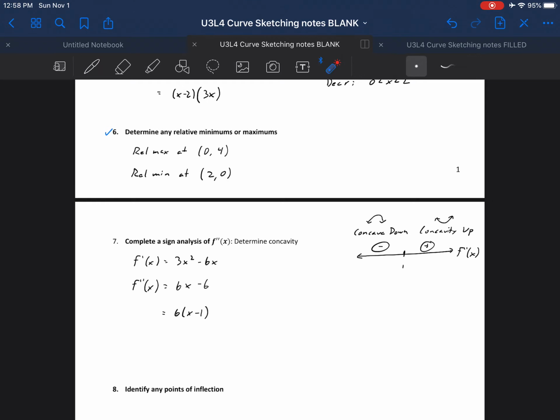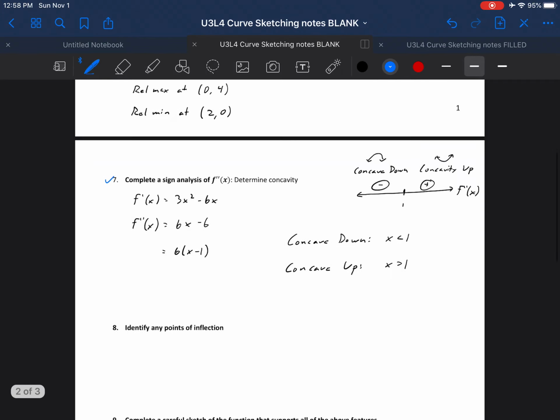All right? And obviously this part, the graph is increasing concave down. This part, the graph is decreasing concave down. This part, the graph is decreasing concave up, etc. Okay? So we can say, to answer the question in 7, this is concave down for x less than 1, and it's concave up for x greater than 1. Okay? So we're getting close.